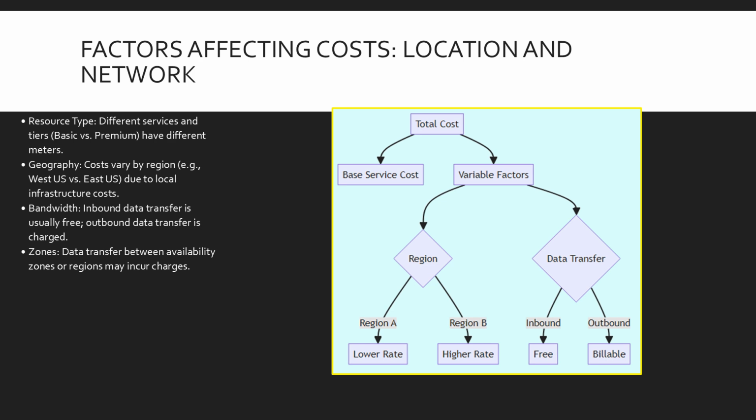This breakdown shows how total cost is composed. It's not just the base service cost. The variable factors branch is critical. Under region, you see that selecting region A versus region B changes the rate. Under data transfer, we highlight the critical rule. Inbound is free, but outbound is billable. This visual reminds you to check where your data is going and where your resources live.